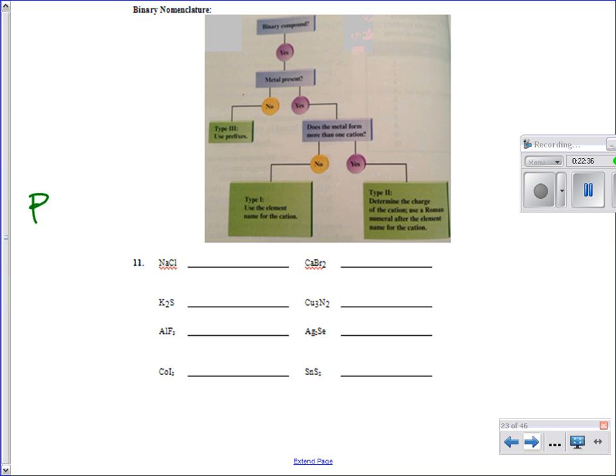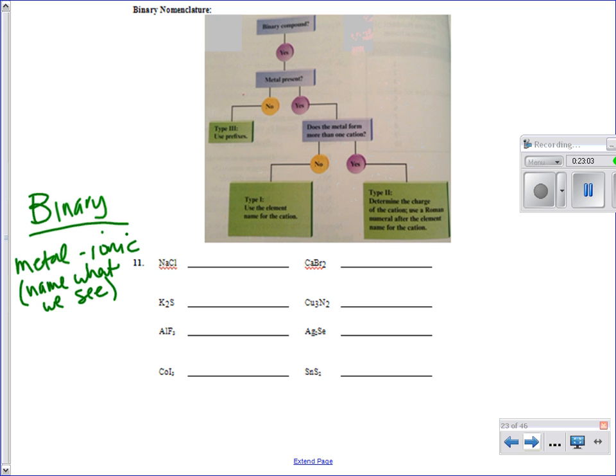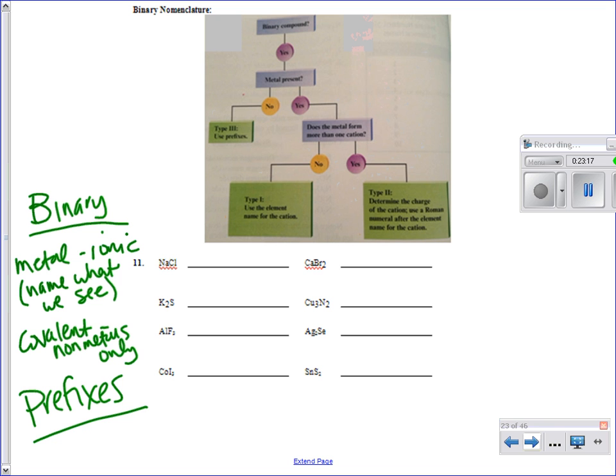But today we're doing binary nomenclature. In binary nomenclature, I want you to go through a series of questions before you name them. The first question is always, is there a metal present? In other words, is it ionic or covalent? If there is a metal present, it's ionic, and we name it exactly as we see. If it's covalent, there are only nonmetals in it, and we use prefixes, mono, di, tri, and so on.